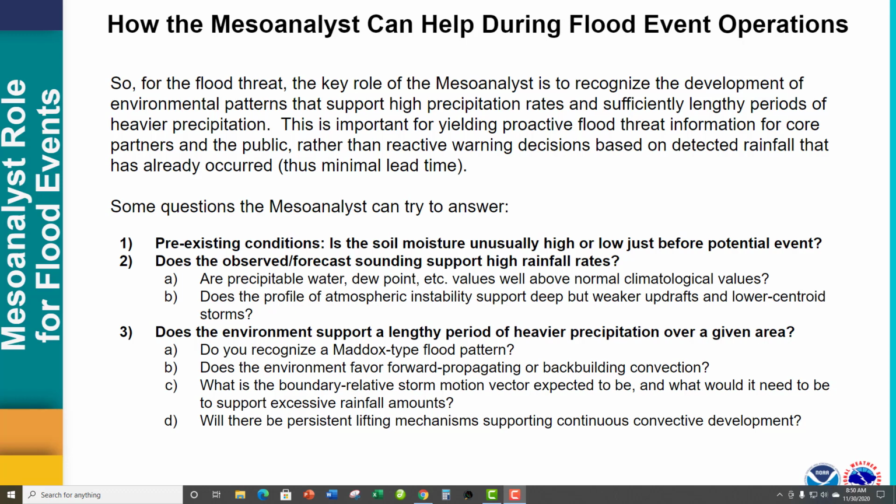Do you recognize a Maddox-type flood pattern setting up? Does the environment favor forward propagating or back building convection? What is the boundary relative storm motion vector expected to be, and what would it need to be to support excessive rainfall amounts? And will there be persistent lifting mechanisms supporting continuous convective development?